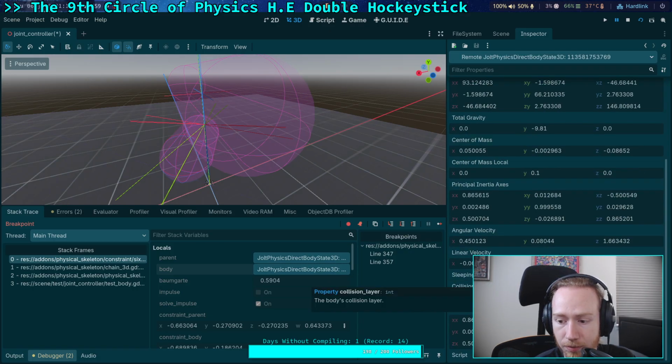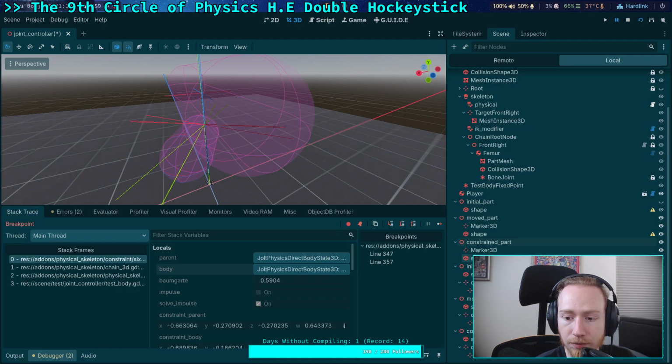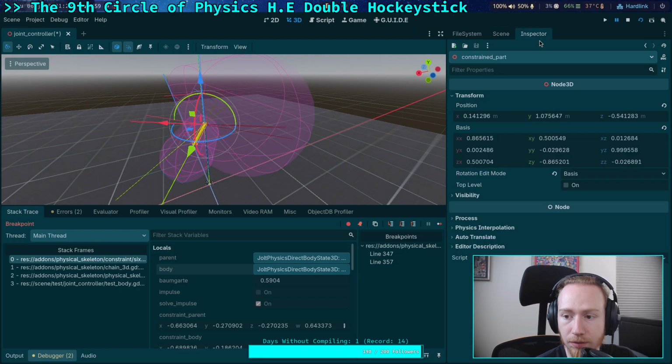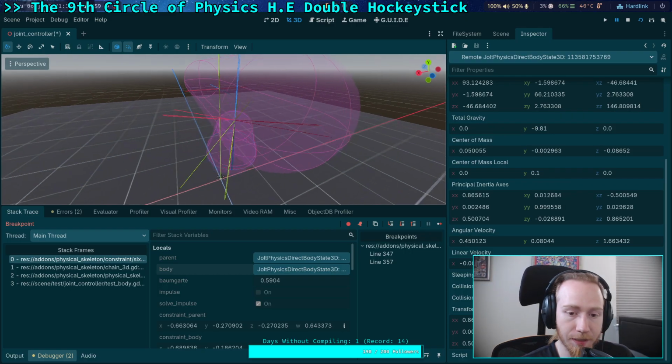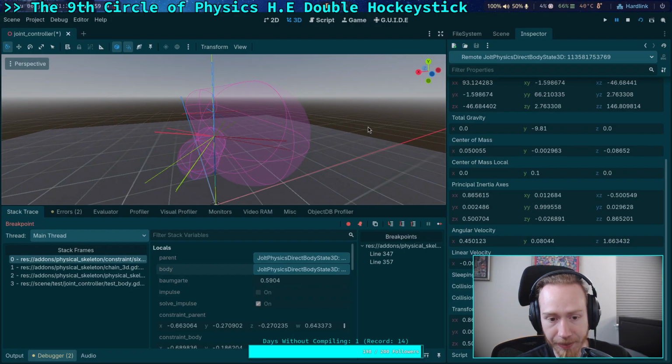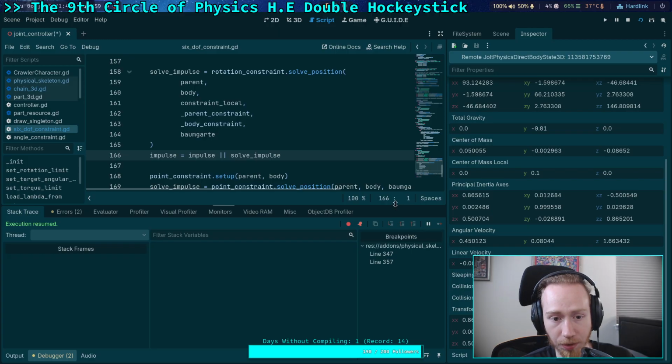141296. 75647. 541283. Yeah, so this one didn't move it at all. It just rotated it, which is good. In this case, the rotation should only be rotating them. So that's fine. Now then, I suppose this one is probably wrong.